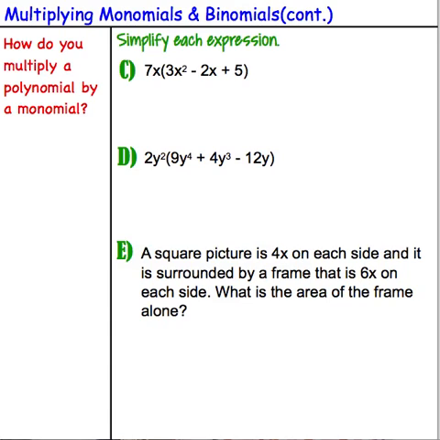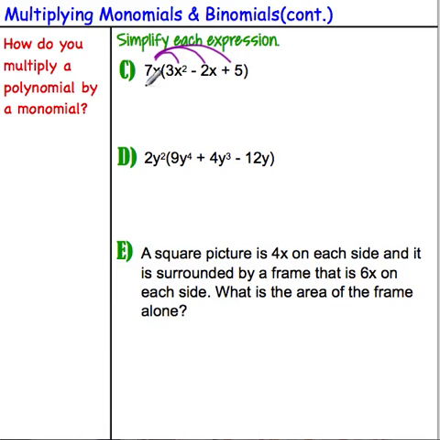Next, I want to take a look at multiplying a monomial by a polynomial. Our first example we have here is 7x times the quantity 3x squared minus 2x plus 5. This should look very familiar because this is exactly what we did yesterday. The only difference today is that there's variables on the outside of the parentheses. So as usual, we're going to use the distributive property to multiply and distribute through the 7x.